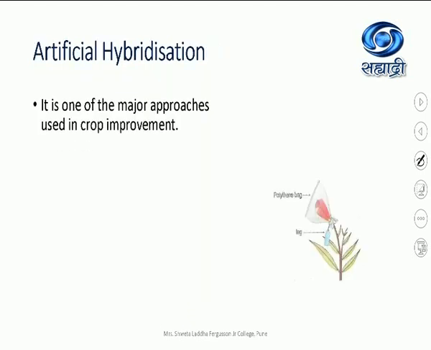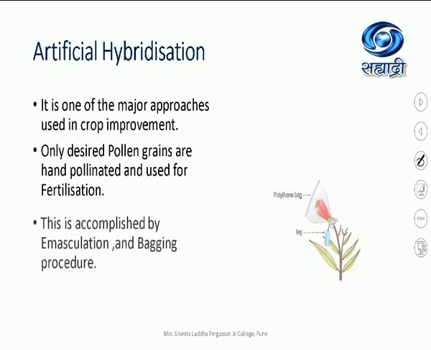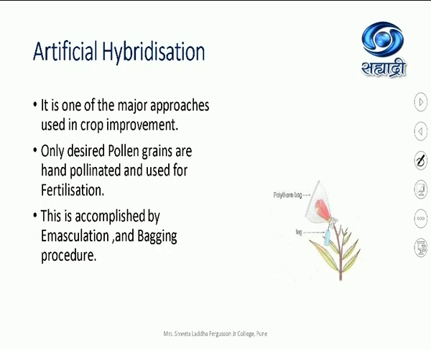Artificial hybridization is one of the major approaches used in crop improvement. You have actually one more practical of hybridization in your Balbharti practical handbook, and it is about artificial hybridization. So it is one of the major approaches used in crop improvement. Only desired pollen grains are hand pollinated and they are used for fertilization. So this is accomplished by 3 steps: emasculation, bagging, and of course followed by tagging.